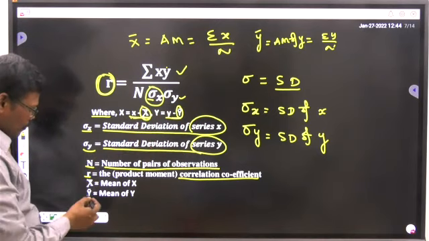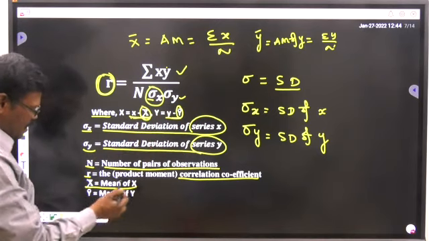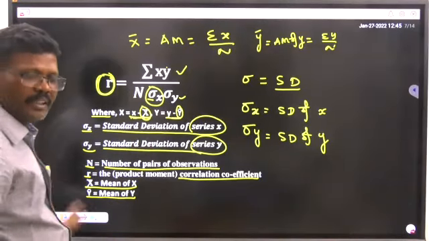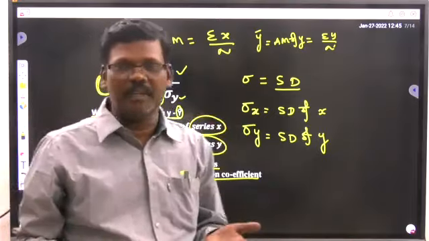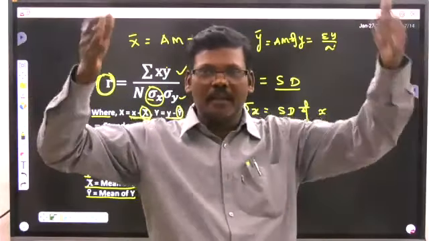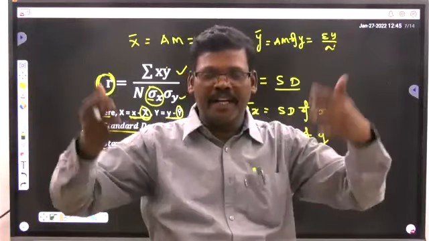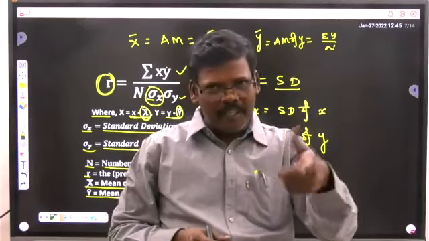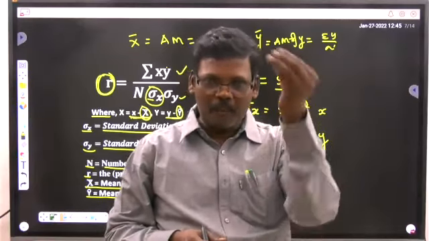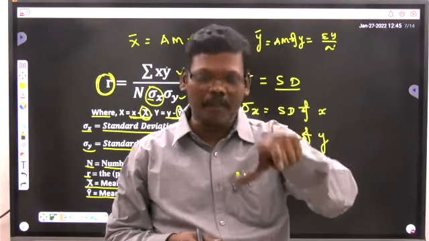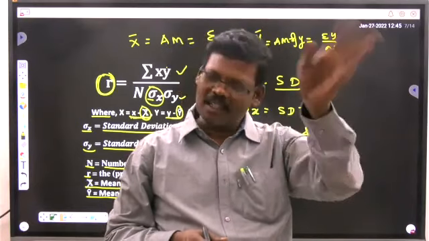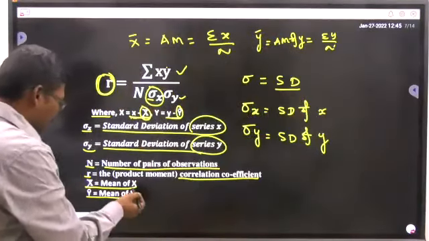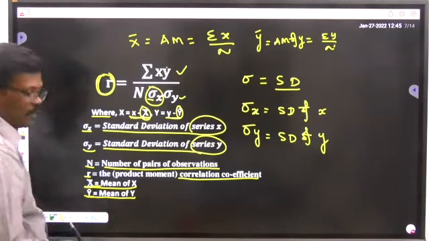X bar is the mean of x, y bar is the mean of y, and mean is nothing but the arithmetic mean. Generally, any type of mean we can take, because there are several: arithmetic mean, geometric mean, harmonic mean, mode, etc. Generally, we take an assumed mean, either arithmetic mean, mode or median, but in most cases we will take the arithmetic mean. That's why we are talking about x bar and y bar.